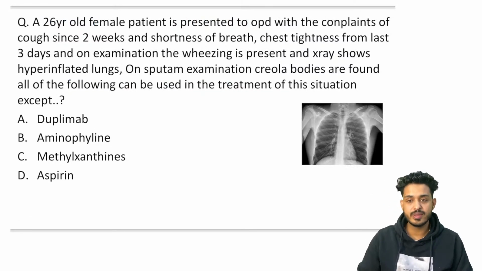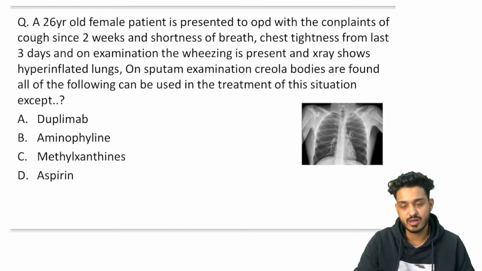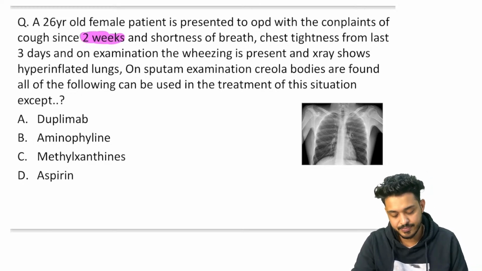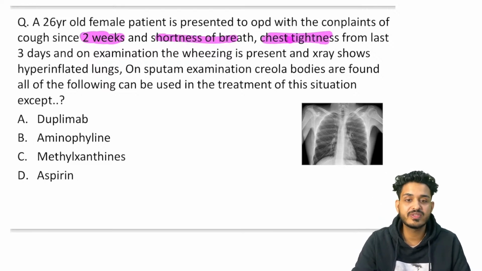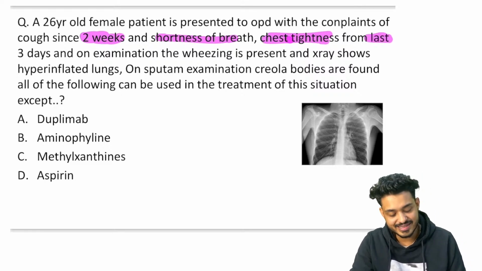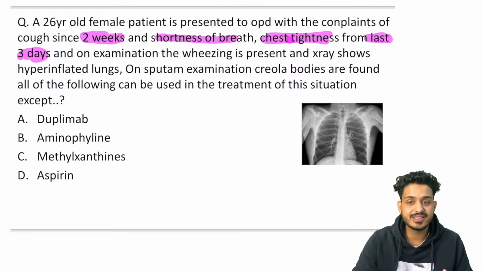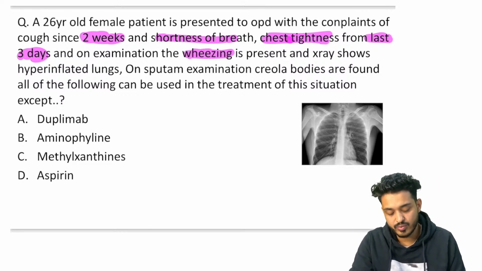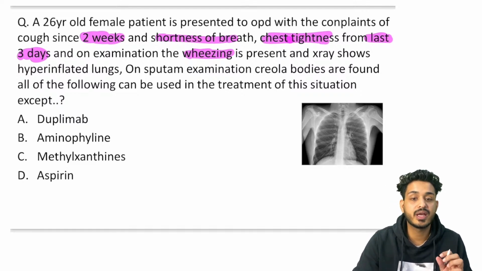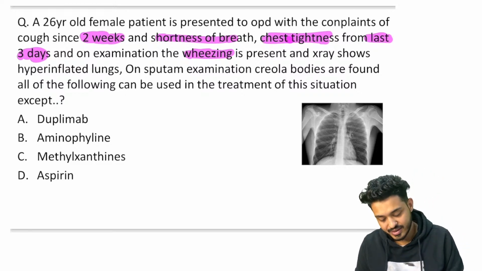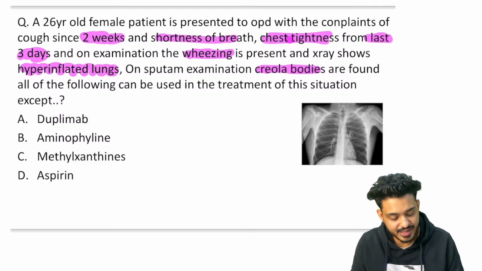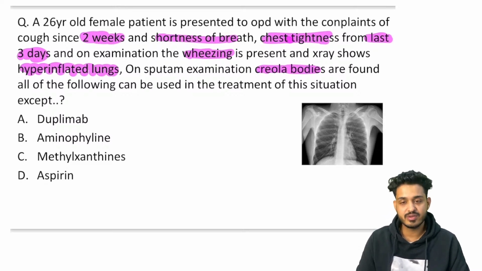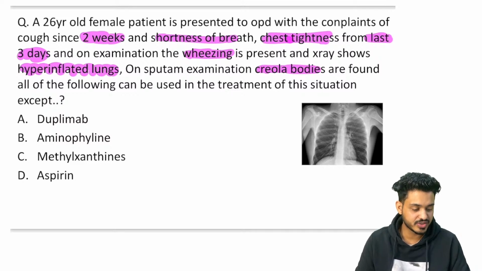A 26-year-old female patient presented to OPD with the complaints of cough since 2 weeks. Shortness of breath is there, dyspnea. Chest tightness is a very specific feature you will be finding in this disease, from the last 3 days. On examination, what do you find? Wheezing sound, due to narrowing of airways. X-ray shows hyperinflated lungs. On sputum examination, Curschmann's spirals are there, and all of the following can be used in the treatment of this situation.